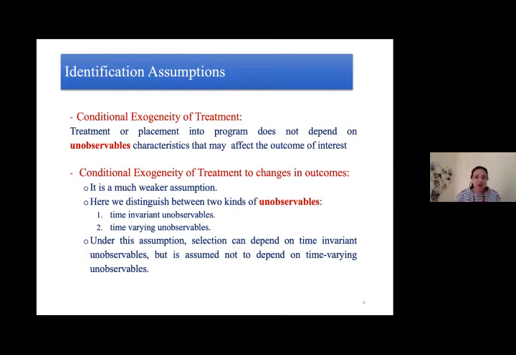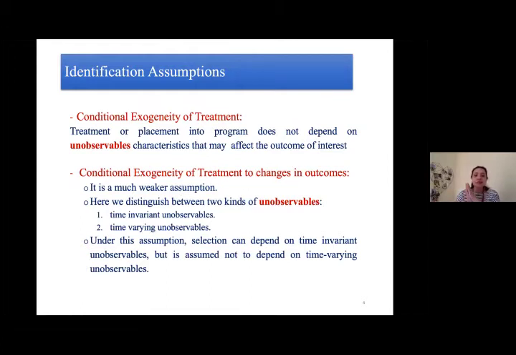However, this is not really applied. I mean, this is a very strong assumption. So we have a weaker assumption. This assumption assumes that the fact of being treated or selected into a specific program is affected by or depends on unobservable characteristics that I cannot observe. And this is what we call conditional exogeneity of treatment to changes in outcome over time.